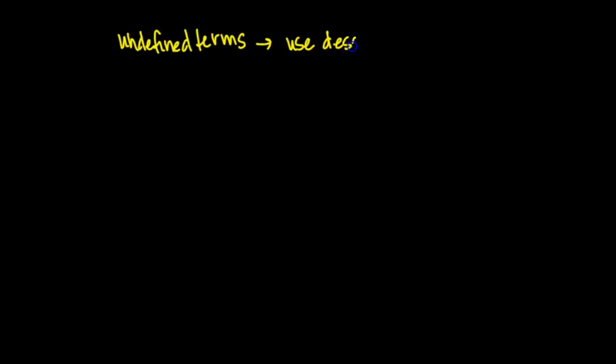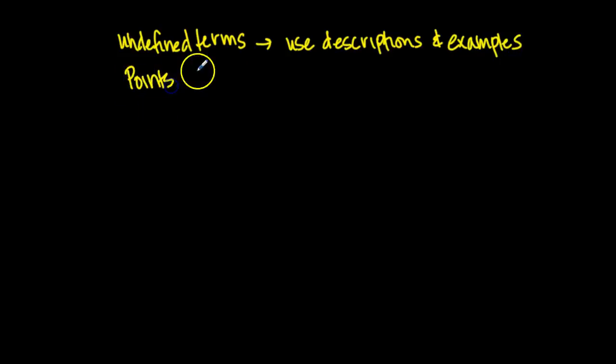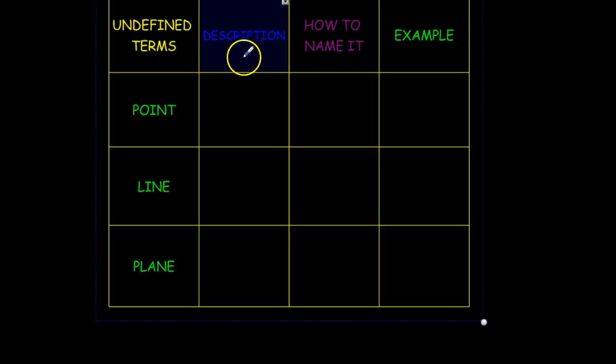So we have some undefined terms in geometry. And undefined terms means we don't have a definition for them. So we use descriptions and examples. There are 3 terms in geometry that are undefined terms, and guess what they are? Points, lines, and planes. Which means we don't have a definition for them, but we'll use descriptions and examples so that we know what they are. All right, so let's look at those real quick.